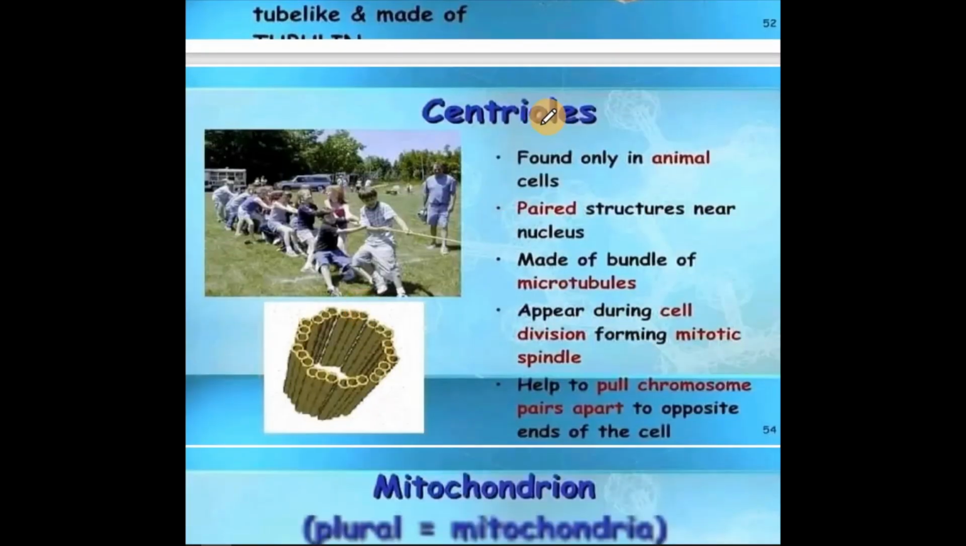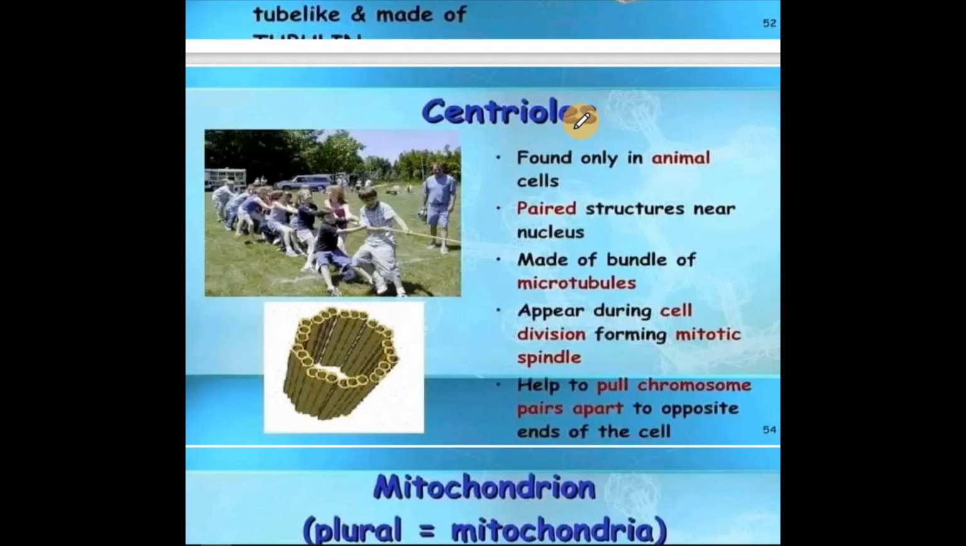One of these is what we call a centriole. Centrioles are found only in animal cells. They are paired structures near the nucleus made of microtubules. The centrioles here are more like invisible structures in the cell, but they only appear when there is cell division. When there is cell division, centrioles appear at the opposite ends of the cell, then develop what we call spindle fibers, which detach the sister chromatids at their point of attachment, the centromere.